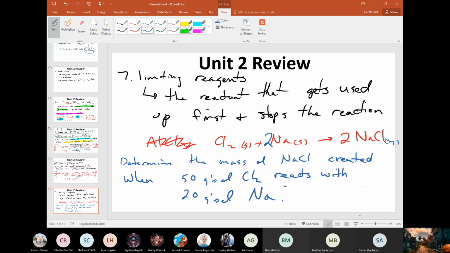Okay, so this one is different from the other ones because we have two masses, and we don't know which one's limiting. We don't know which one's getting used up first. So this is where we have to forget about one and recalculate. Over the years, I've come to just forget about the first one. So we're going to forget about that 50 grams, and we're going to use the 20 grams and calculate how much chlorine we actually need to react perfectly with that one.